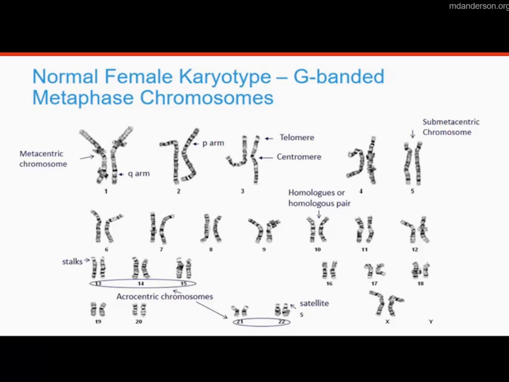The other thing, other terminology would be homologous or homolog. So each of the pair are considered homologous to each other because they've got the same genes on them. The genes may be different alleles of each other. There could be some base pair differences, but it's still the same gene.